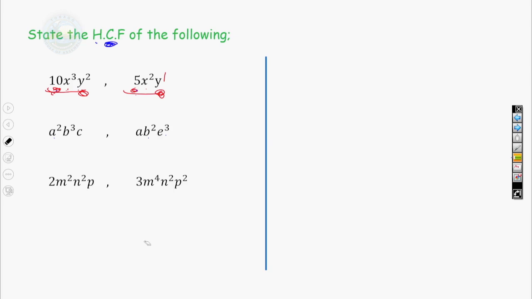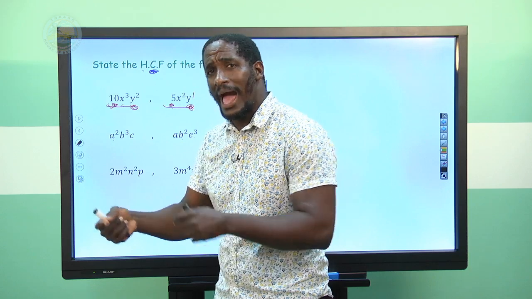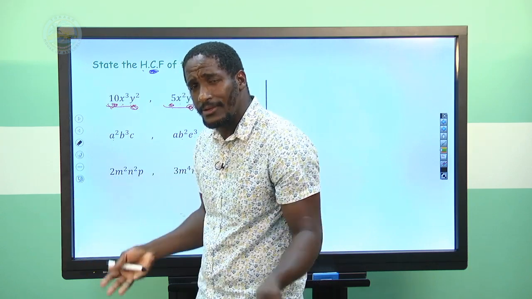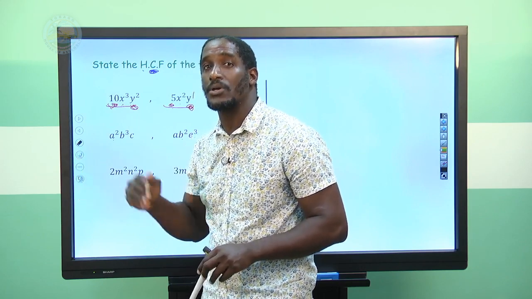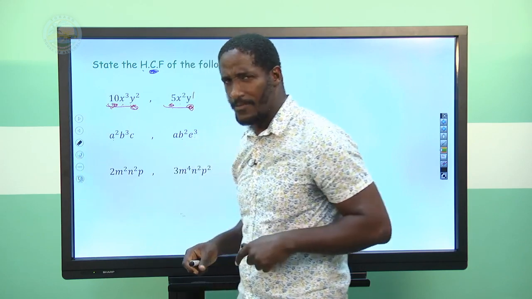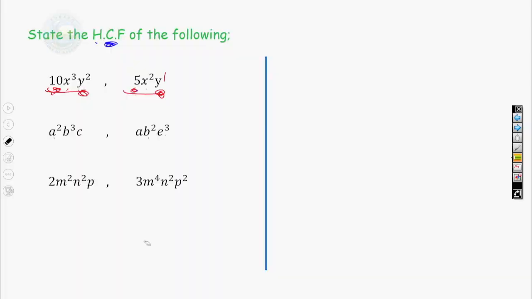I know we maths people, we like to use a lot of shortcuts, but as we get to that space where we can use as many shortcuts as possible, we must take our time to understand the concepts. So take your time, understand the concepts. Let's go. So here, coefficients.